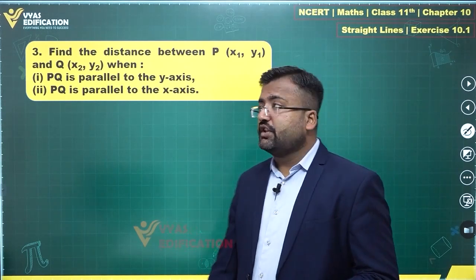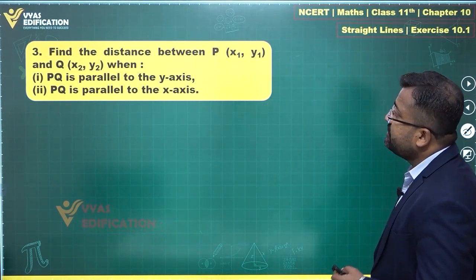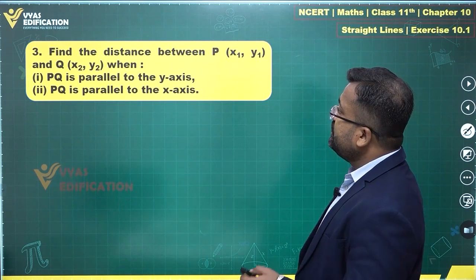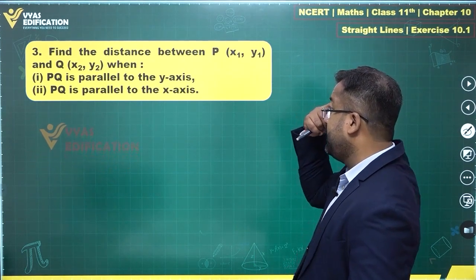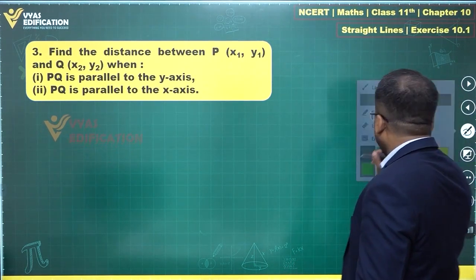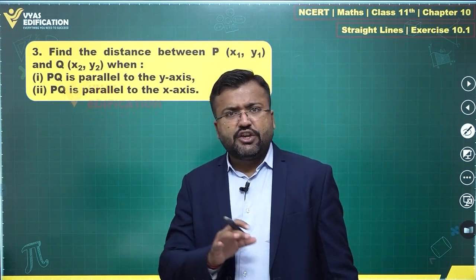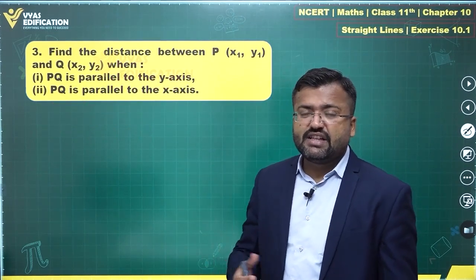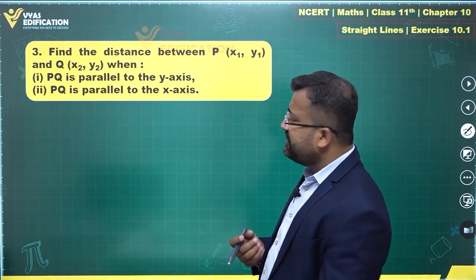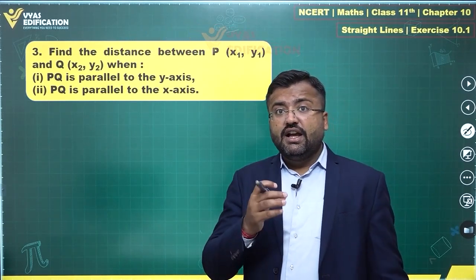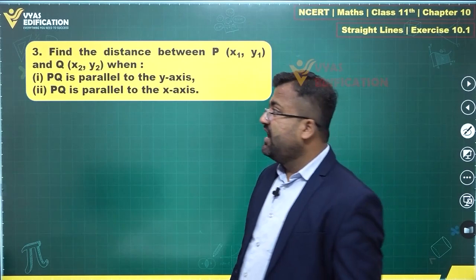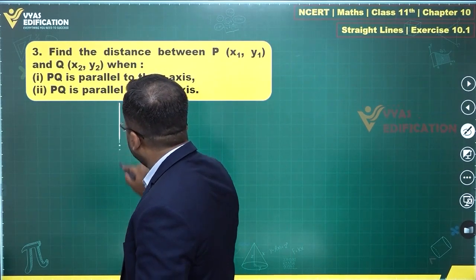Let's talk about the third question, which says find the distance between P(x1, y1) and Q(x2, y2) when PQ is parallel to the y-axis, and second part, PQ is parallel to the x-axis. When the line segment PQ becomes parallel to the x-axis or the y-axis, you can maybe guess something about x1, x2 and y1, y2. Maybe you can get something related to that. How will we do that?